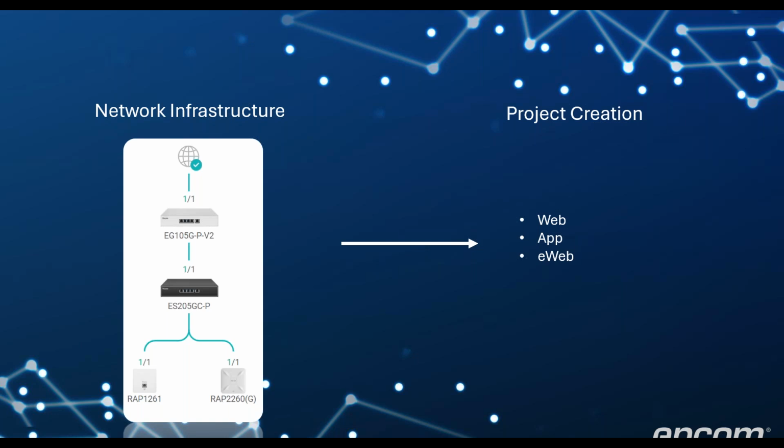We're going to talk about the network infrastructure. Here I have something that we call a backpack, which is a little rack made of basically one Reyee gateway, one switch, which is our Reyee switch, and two access points.